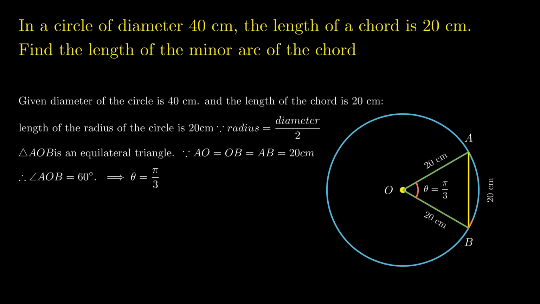Now we know that theta is equal to pi by 3 and r is equal to 20 centimeter. Let's calculate the arc length. In this diagram, the arc is highlighted in color orange. So we know s is equal to r theta, s equals 20 times pi by 3. So we have the final answer as 20 pi by 3 centimeters.